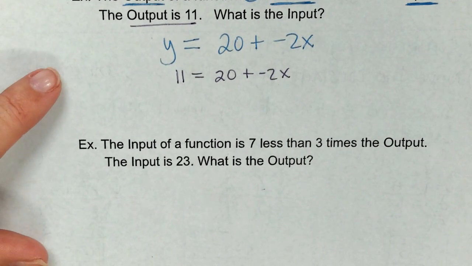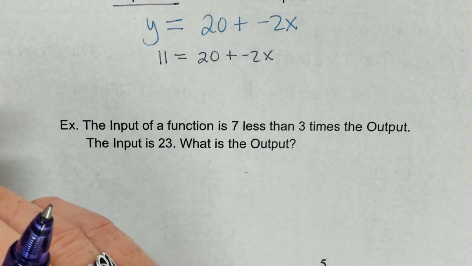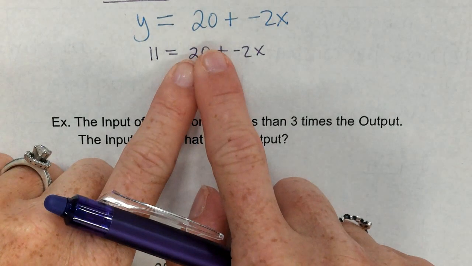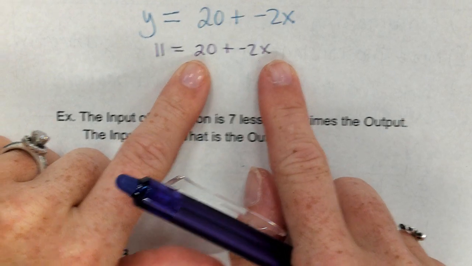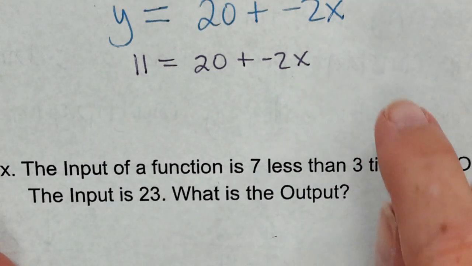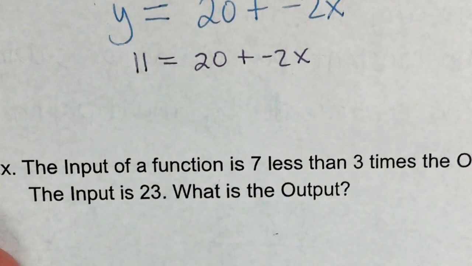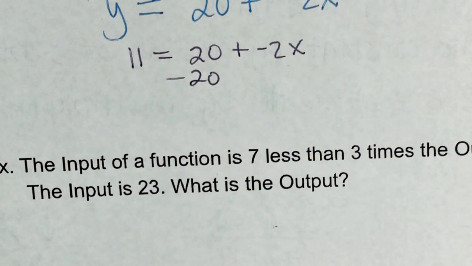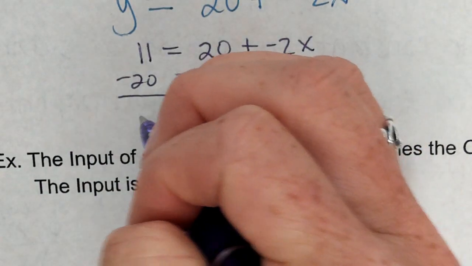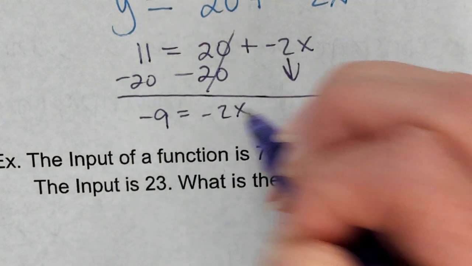Can I now solve this equation? Question. What side is the x on? Does it matter? What's my goal? To get the x. So I got to get rid of the 20 and the negative 2. Which one is the constant? Now ask yourself, how would I zero out a 20? Minus 20. Whatever I do to one side of the equal sign, I also have to do to the other. 11 minus 20 is negative 9 equals, that cancels out, and I bring my negative 2x down.